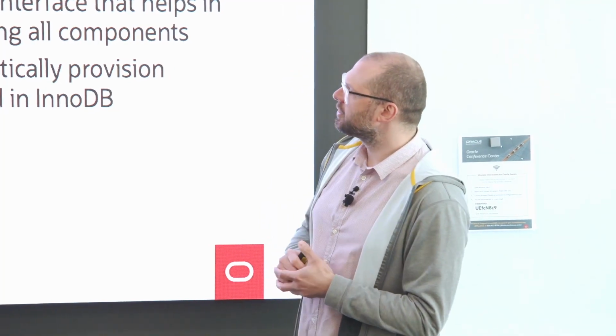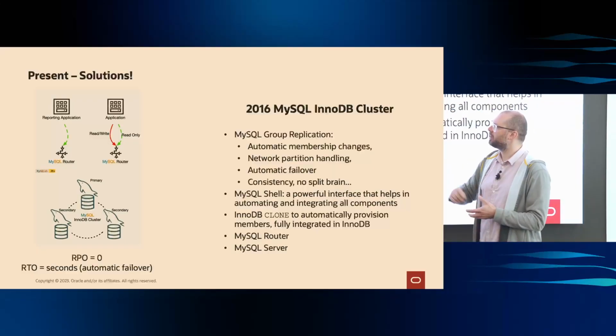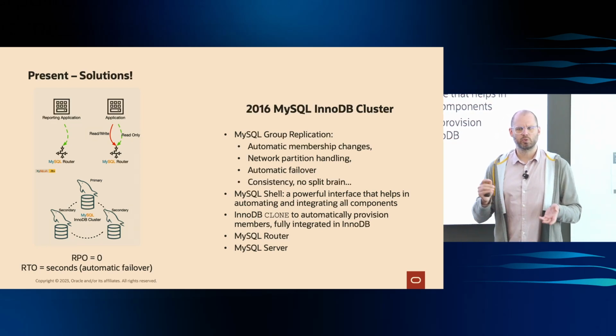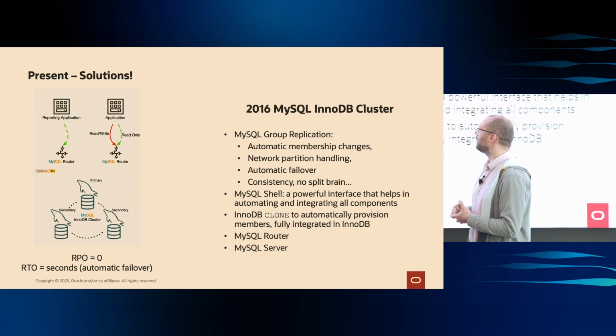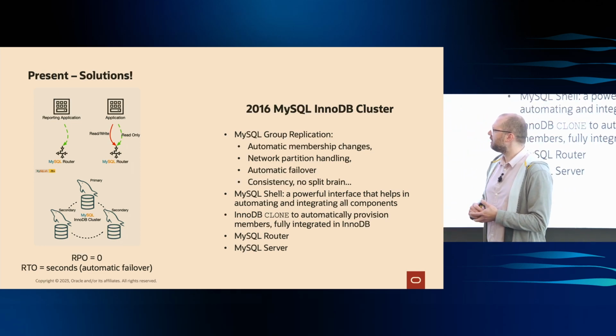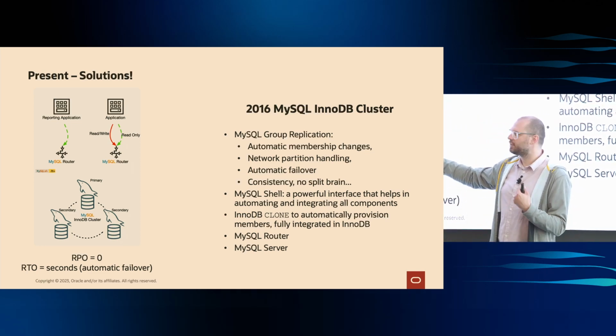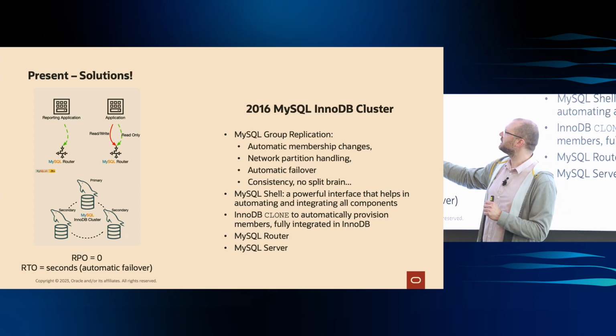Another interesting part that we have is InnoDB Clone, which was introduced, I think, in 2019, where we can now take a physical snapshot of a running server. So if a secondary wants to join and there is no data, it can basically say, give me a snapshot.